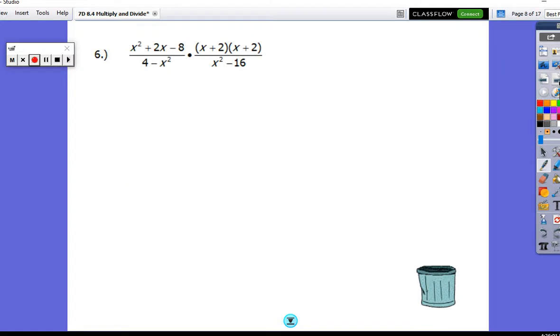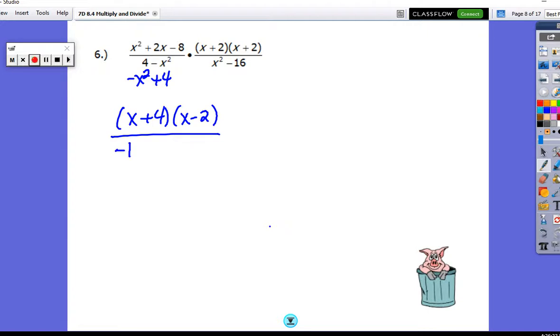More factoring. I see something I'm going to have to put in standard form, so I'll make that negative x squared plus 4. Let's factor everything. What multiplies to give me negative 8 and has a difference of 2? Nothing, so I leave that one alone. Nope, it does factor: positive 4 and negative 2. I was foreshadowing. On the bottom here, I have to pull out a negative 1, which gives me x squared minus 4, and that's going to get factored again in a moment.